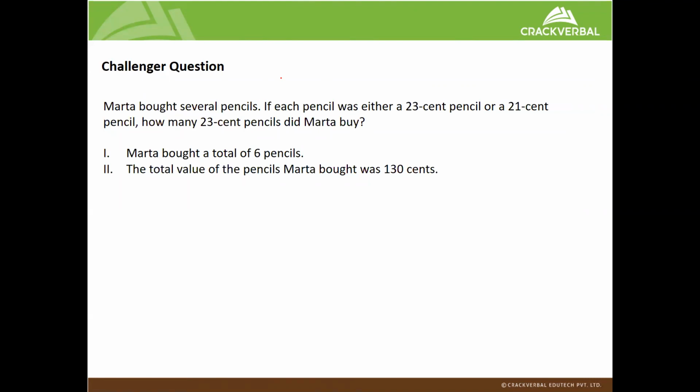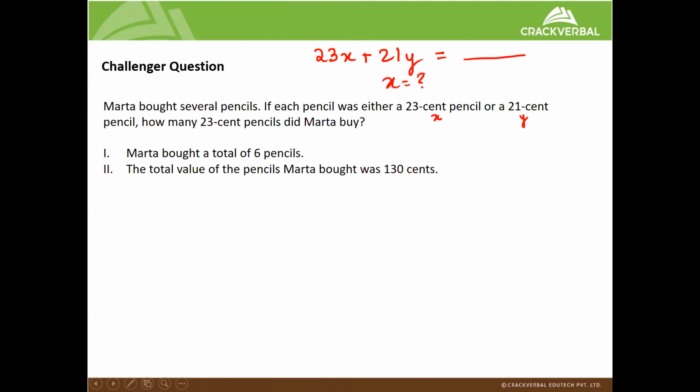So the question says Marta bought several pencils. If each pencil was either a 23-cent pencil or a 21-cent pencil, how many 23-cent pencils did Marta buy? Let me keep the number of 23-cent pencils as X and the 21-cent pencils as Y. So we have 23X plus 21Y equal to the total amount that she pays for all the pencils. And remember, I need to find the value of X.